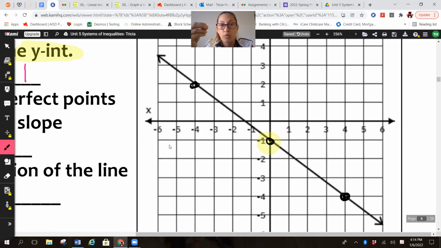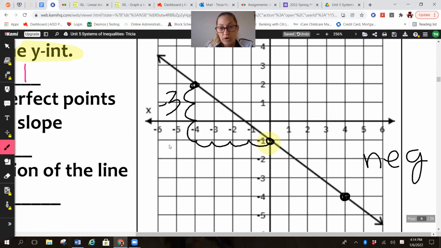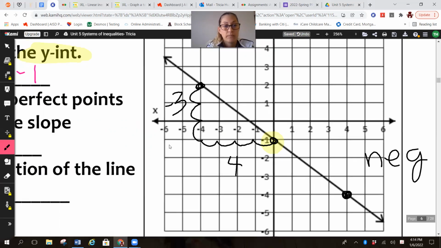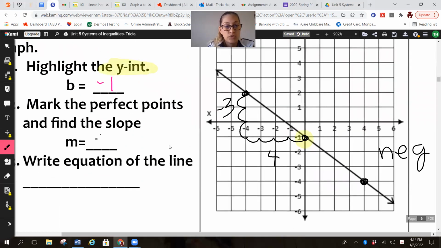Now we're going to calculate the rise over the run. This is going down, which means it's going to be a negative slope because the line goes down. We're going to go down 1, down 2, down 3. So down 3 means put a negative, over 1, over 2, over 3, over 4. So you could write -3 divided by 4 as your m.